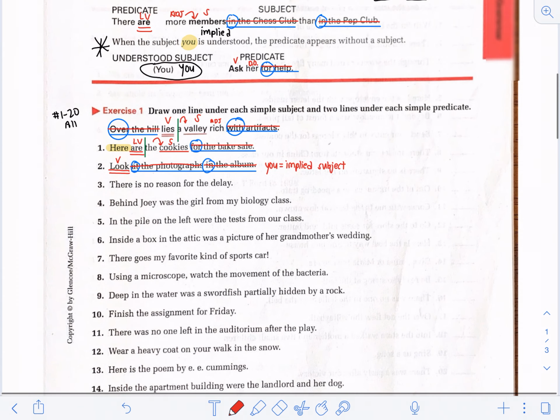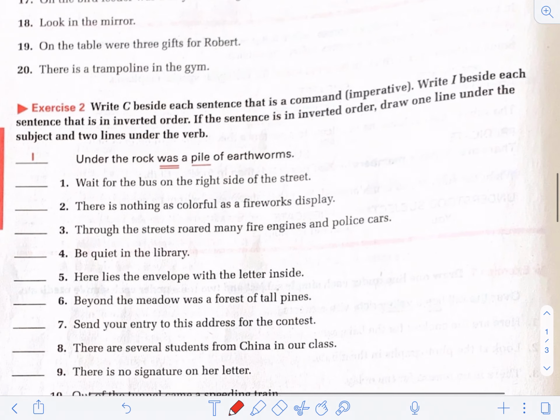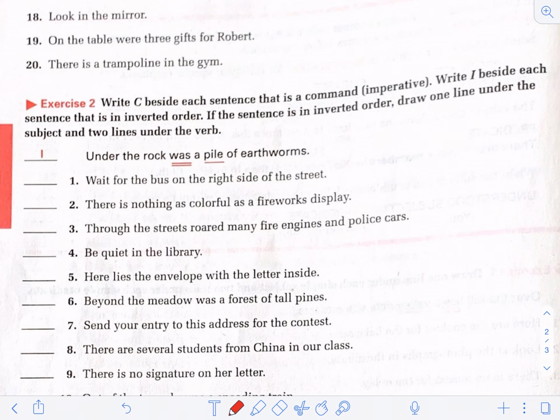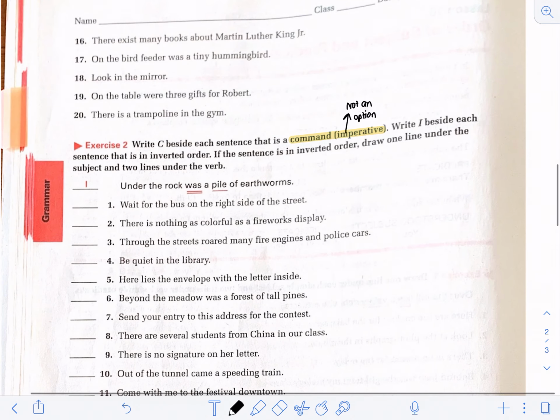That is exercise 1. You're doing 1 through 20 all. Going down to exercise 2, it says write C beside each sentence that is a command. They throw in a little word, imperative, here. Command and imperative, I always like to think of as not an option. If my mom tells me to set the table, it's not an option. I don't have a choice. I'm just going to do it. Write I beside the sentence that is in inverted order. Change color here so we can see the difference.